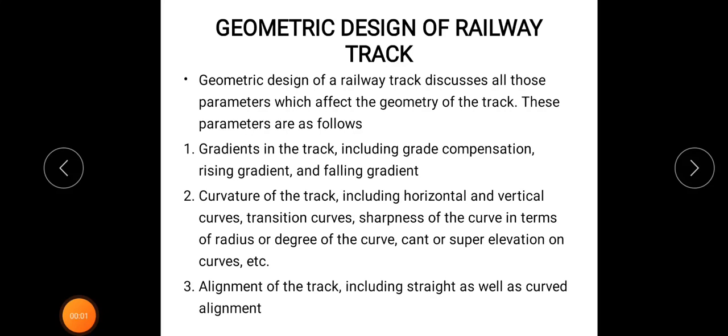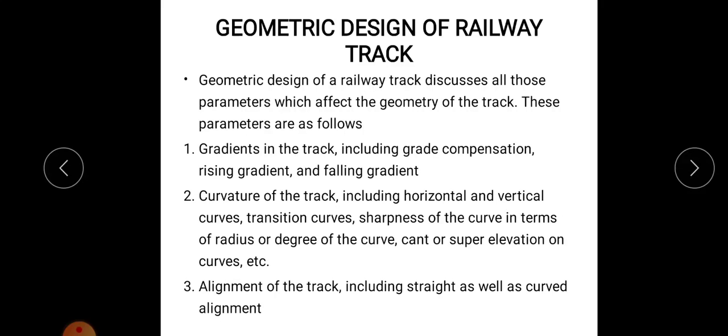Good afternoon, students. Today we can start the geometric design of railway track. In the previous semester in highway engineering you have studied the geometric design of a road. So when I discuss the geometric design of a railway track, the terms will be familiar to you. Geometric design of a railway track discusses all those parameters which affect the geometry of the track.